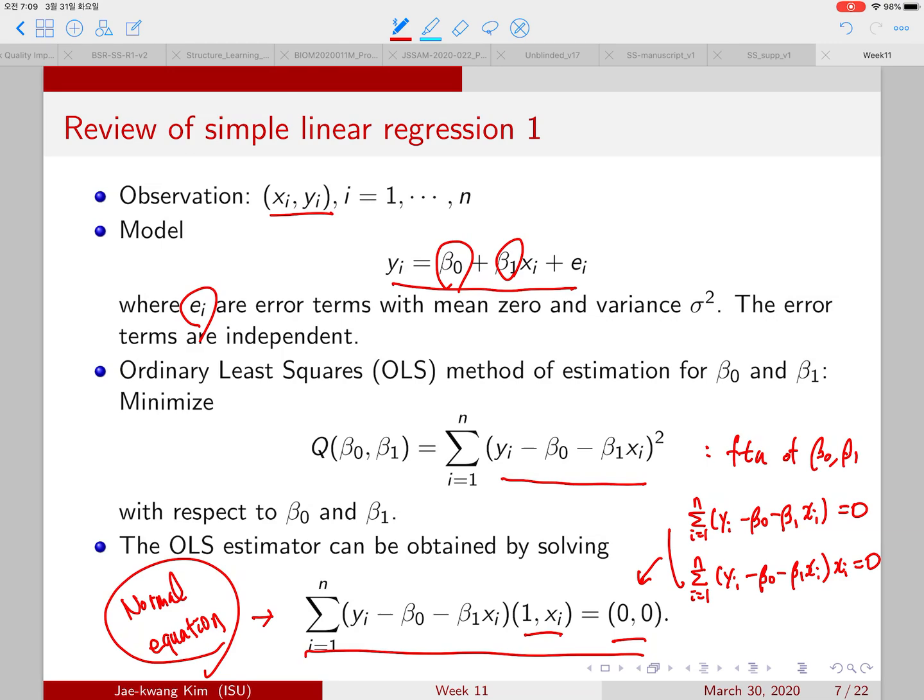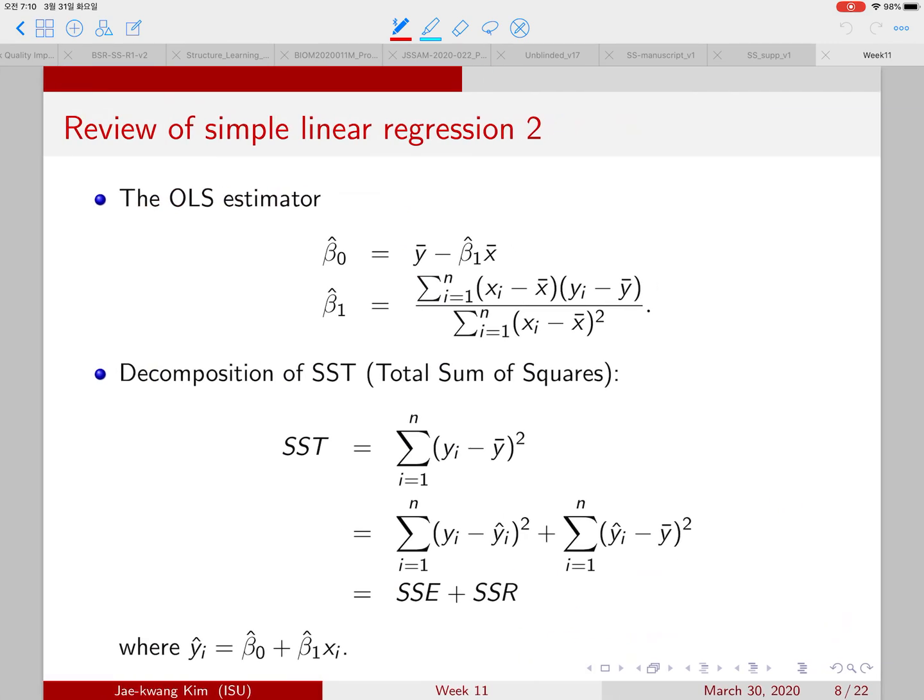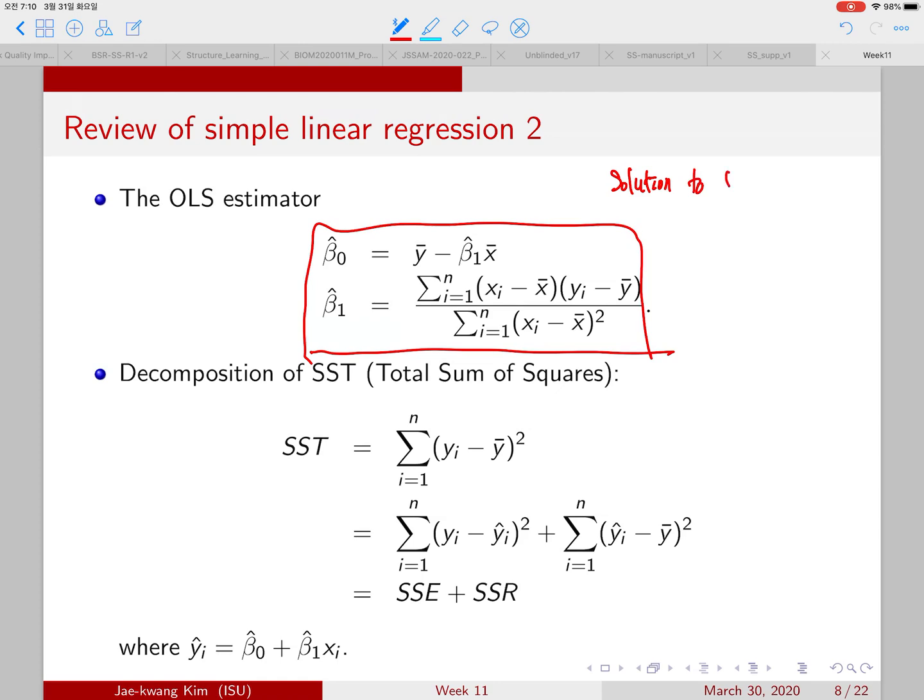And if you solve this equation, this is a system of linear equations in beta 0 and beta 1. So you can easily solve this, and the solution is this one. So that is the solution to the normal equation.